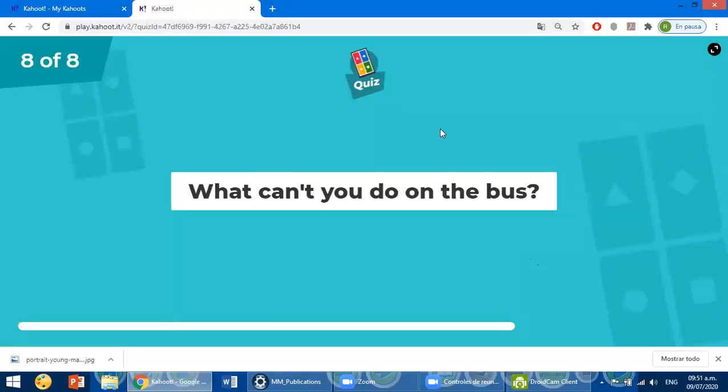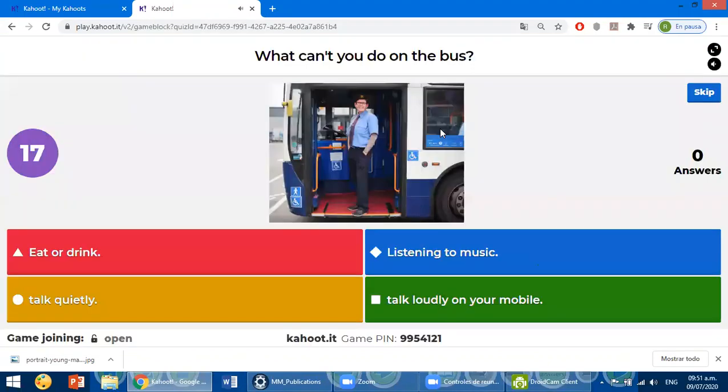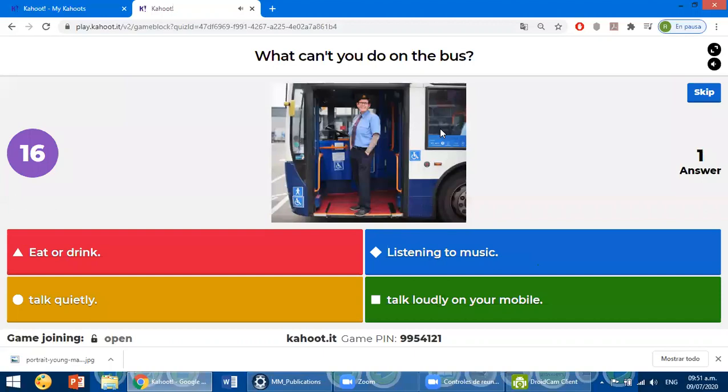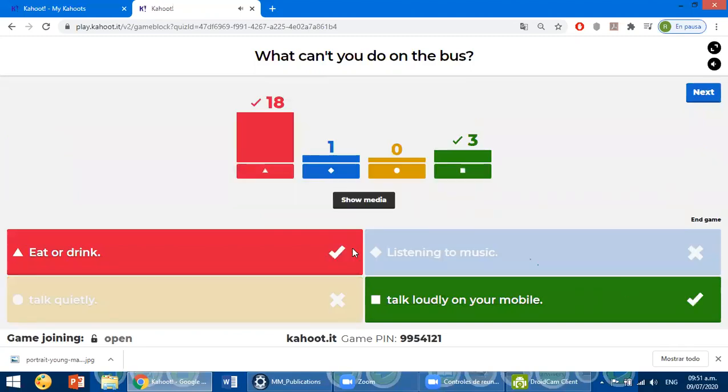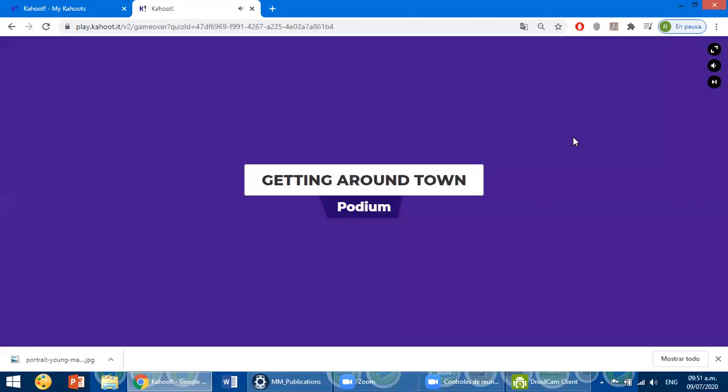What can you do on the bus? What is the prohibition in the bus? Time, very good. These two are the prohibitions, okay? You can't talk loudly or you can't eat or drink. The two are okay.